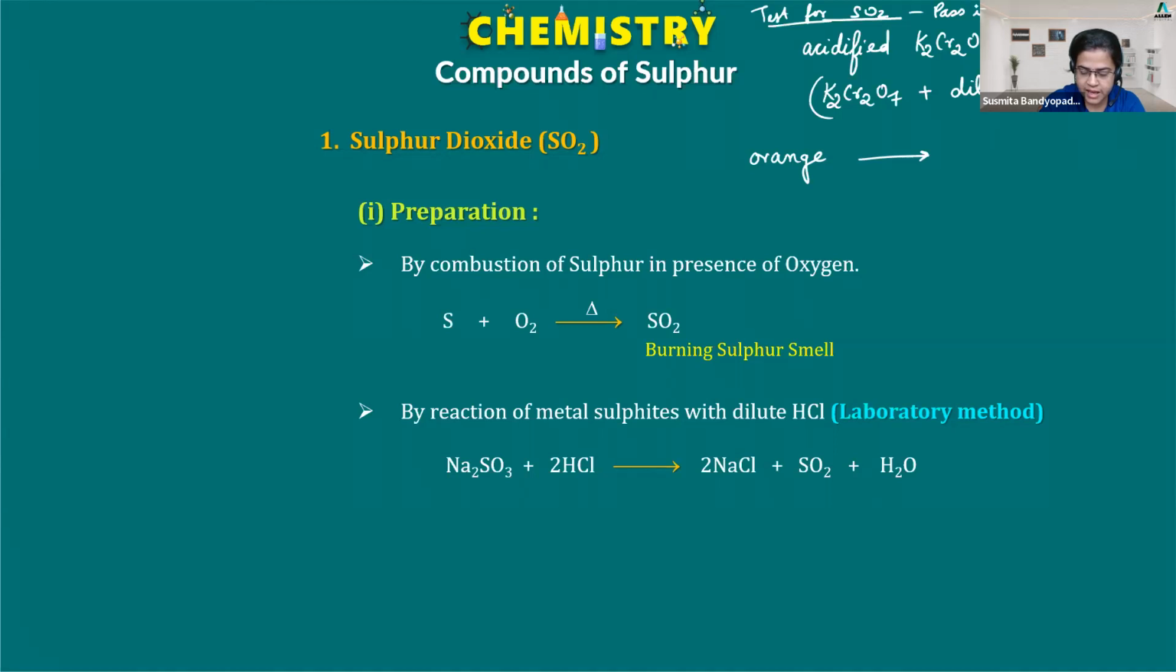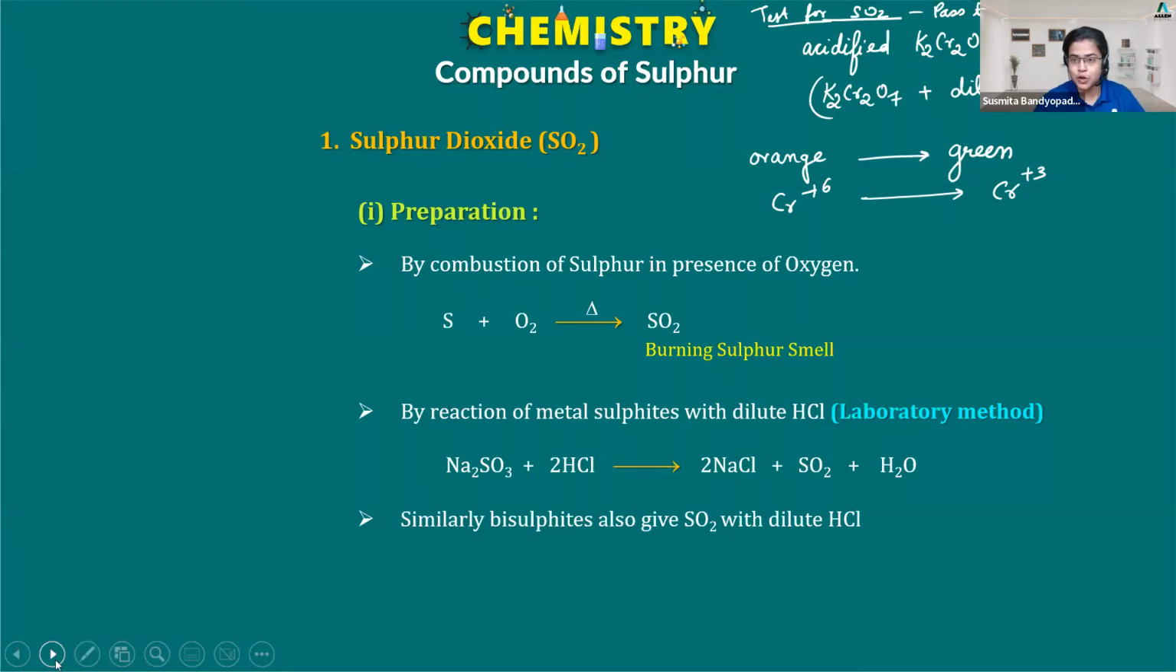Pass the gas through acidified K2Cr2O7 solution. Orange turns green. Green is the answer here. Good. Because Cr+6 gets converted into Cr+3 state. Fine.